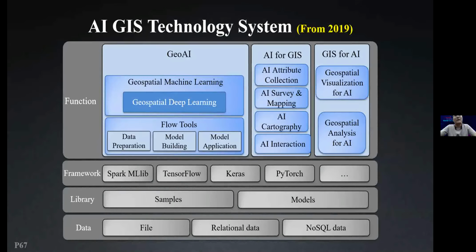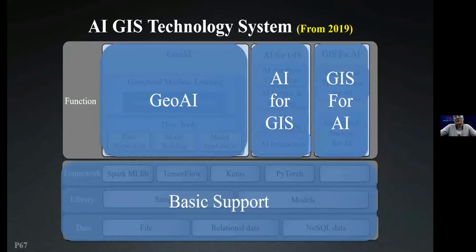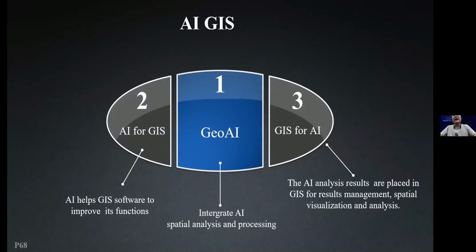And this is the architecture of the AI GIS technology system, but we don't need to read out them. We only need to know there are 3 parts of AI GIS. The first one is GeoAI, and AI for GIS, and GIS for AI. So first, what is GeoAI? GeoAI is the integration of AI spatial analysis and processing.